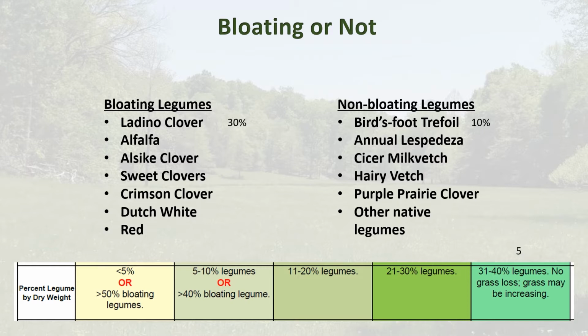to 40% legumes. While not stated, if you happen to have all non-bloating legumes and they were over 40%, or the bloating legume component was not over 40%, but the total legume was, then you could still count it as a 5. The critical thing is making sure that the bloating legumes are not over 40%.